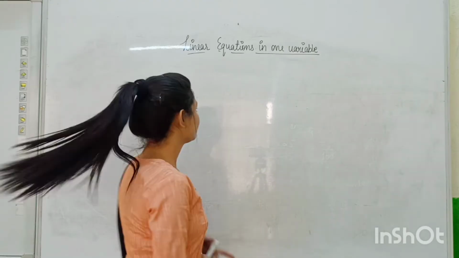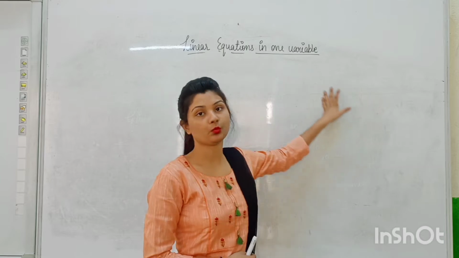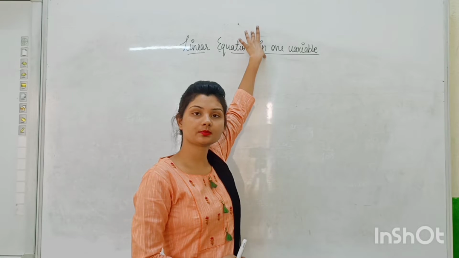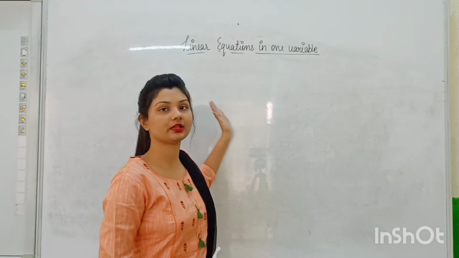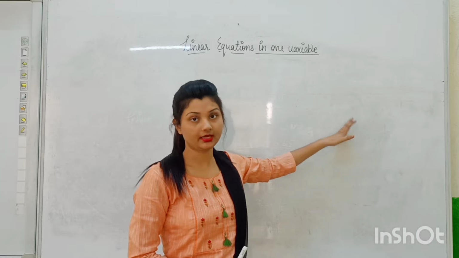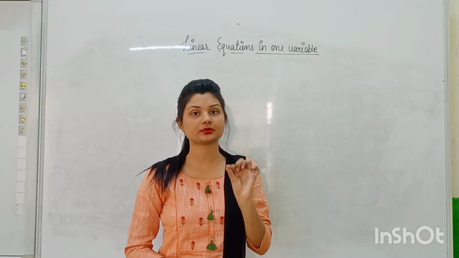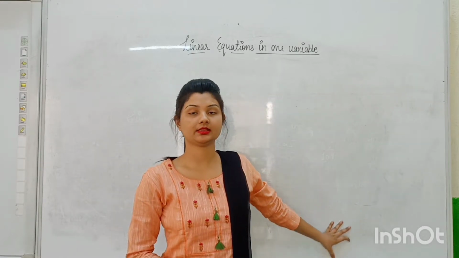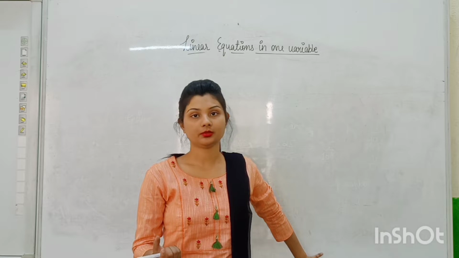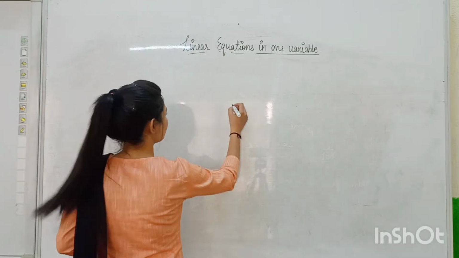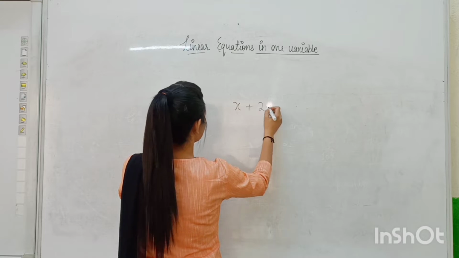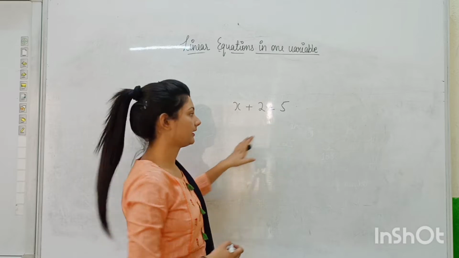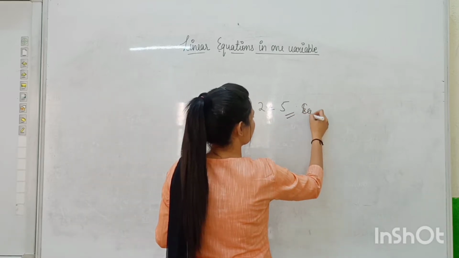So now our chapter is linear equations in one variable. First of all, what are equations? Equations means anything which is written on the left hand side and right hand side, and wherever the equals to sign is used. Okay? So equations are the things which we make using the variables and the numbers. Now what are variables? Suppose I am writing x plus 2 is equals to 5. See here, I have used the equals to sign. It means this will be considered as an equation.